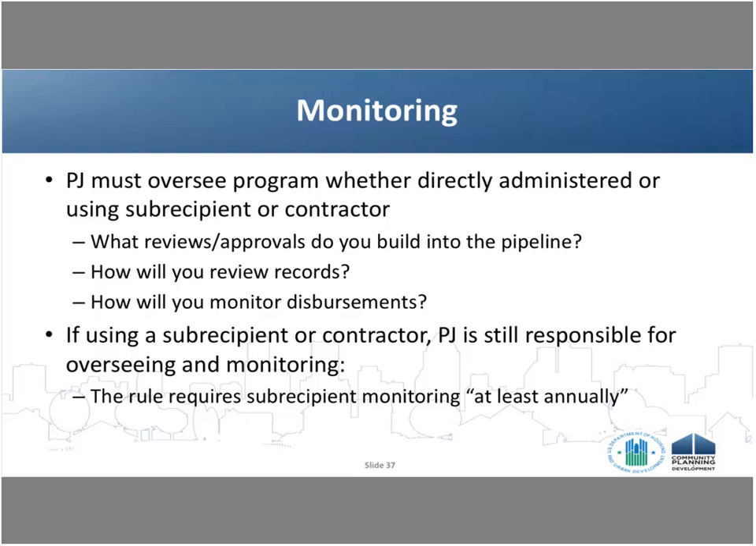The one thing I will say is that although our monitoring obligation says at least annually in the rule, it wasn't contemplating short-term programs like this. In a year, our program will be over. You need to bring that monitoring up front and do a more proactive early monitoring to make certain that the program is implemented according to requirements. With that, I will then turn it back to Steve.